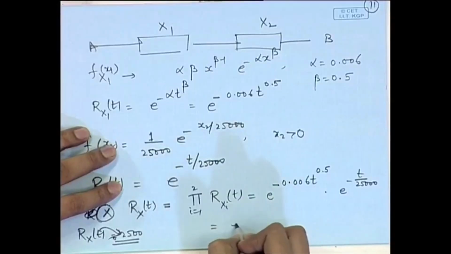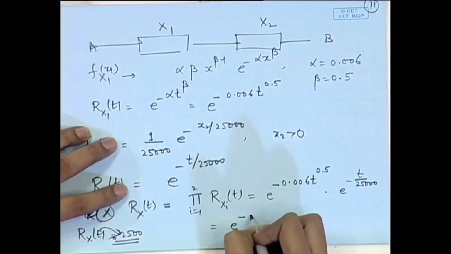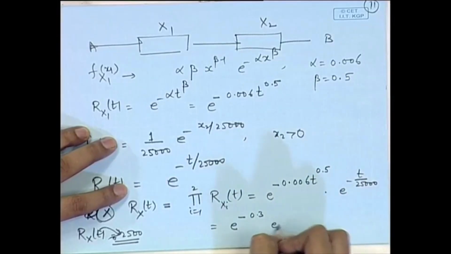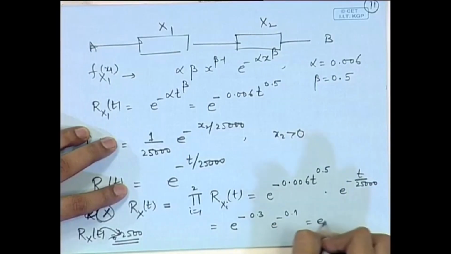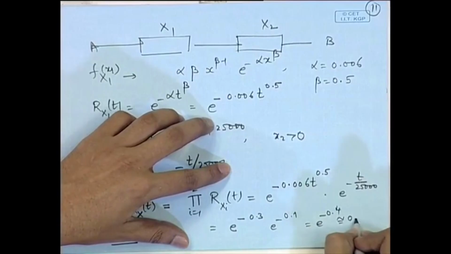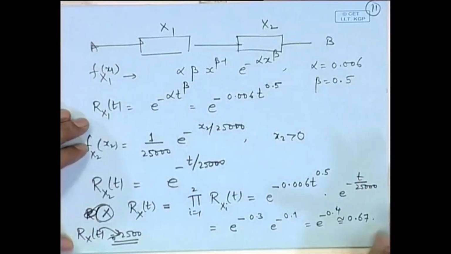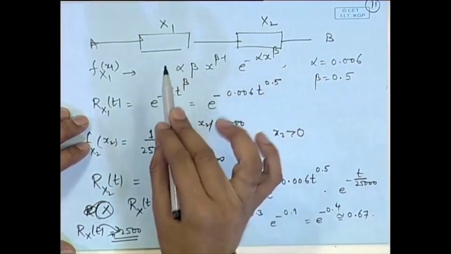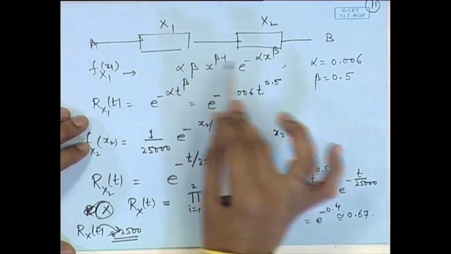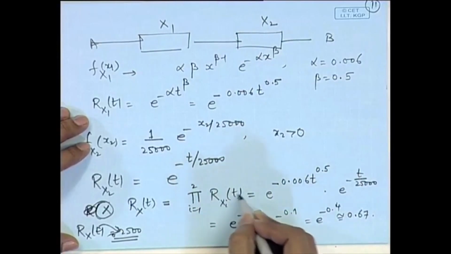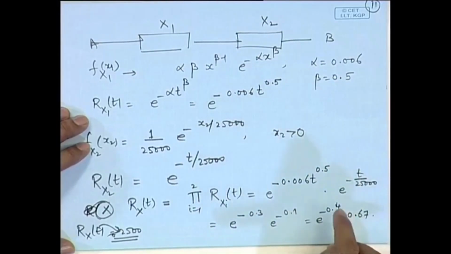e to the power minus 0.3, and this one becomes e to the power minus 0.1, that is equal to e to the power minus 0.4, which is approximately 0.67. So the reliability of the compound system, which consists of two components connected in series, can be evaluated by multiplying the reliabilities of the individual components at the given time.